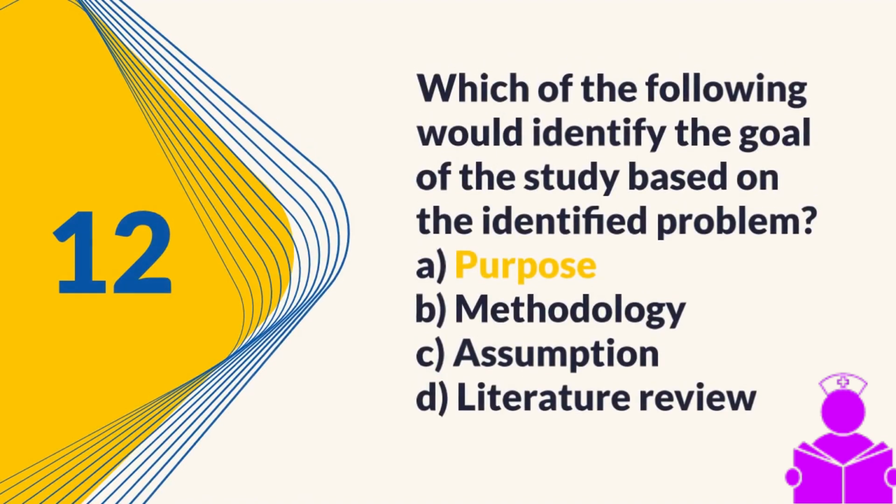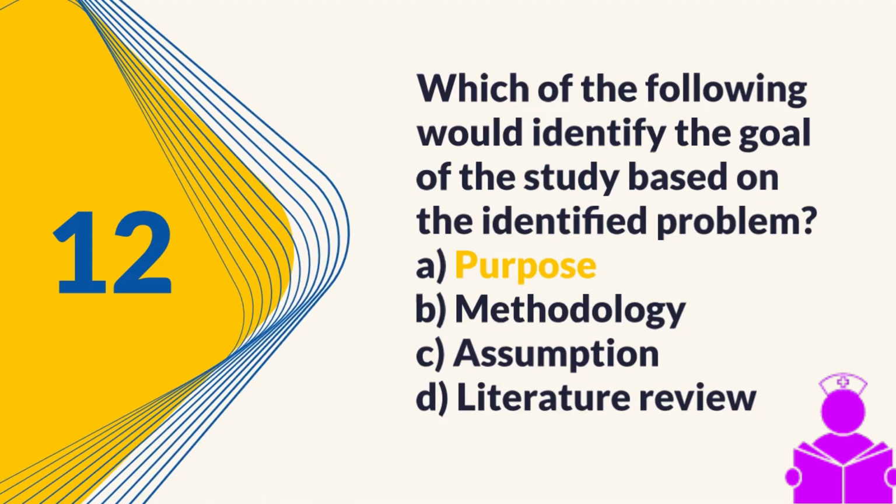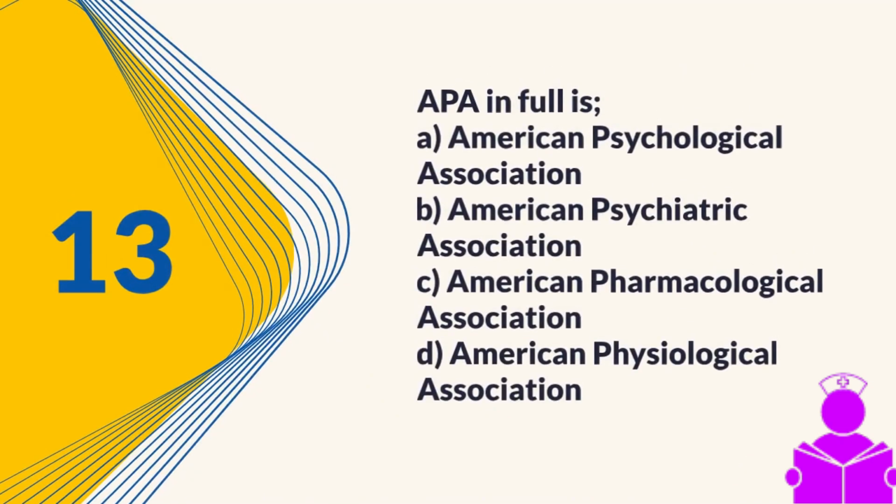Answer is A. Purpose. The purpose of the study is what identifies the goal or objective of the research based on the identified problem. It outlines what the researcher aims to achieve through the study. Options B, C, and D are important components of a research study but do not specifically address the identified goal. So, the correct answer here is A. Purpose.